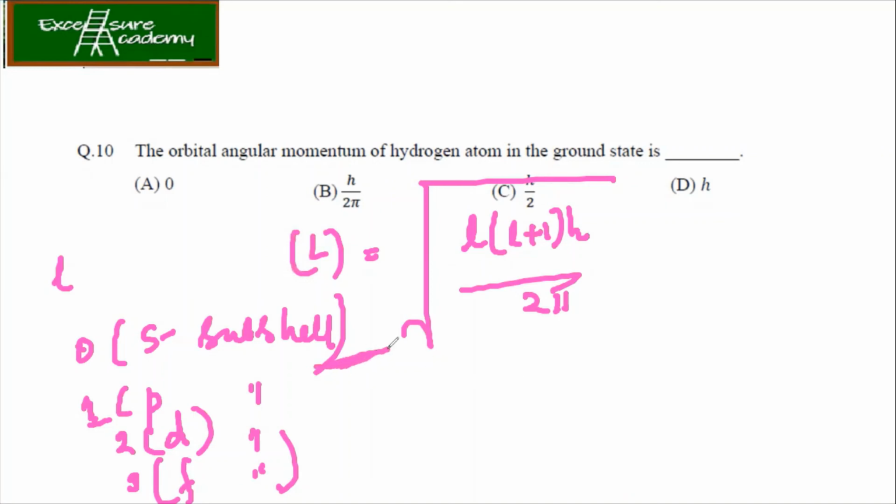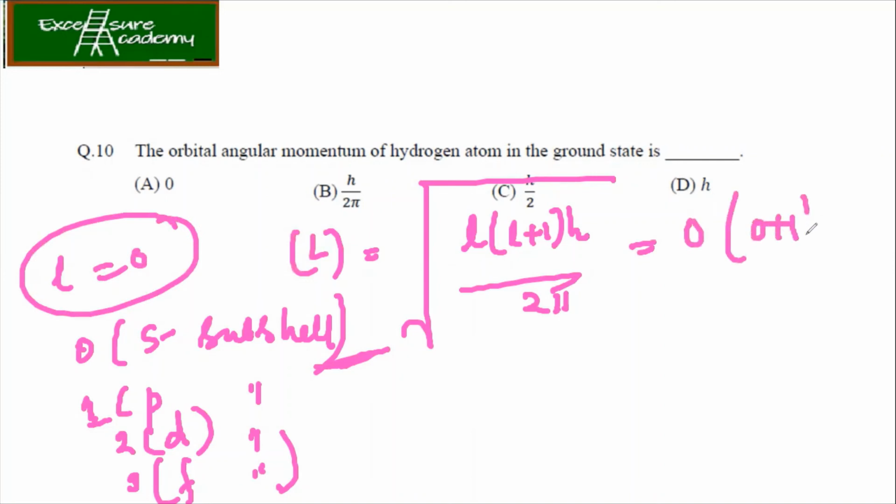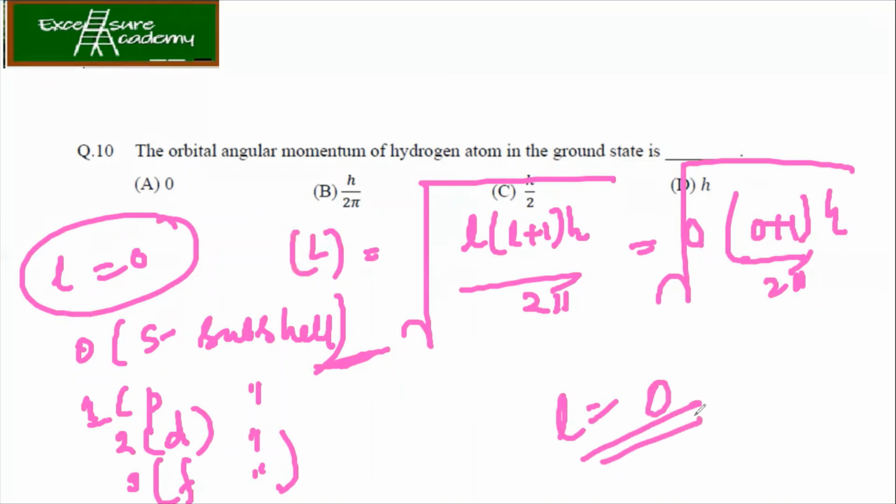So this can be calculated as: I know that now L is 0 in the case of hydrogen. So under root 0 times (0 plus 1) h by 2 pi. So finally what I get, since it is 0, everything becomes 0. So here the angular momentum of hydrogen atom in the ground state is going to be option A, that is 0.